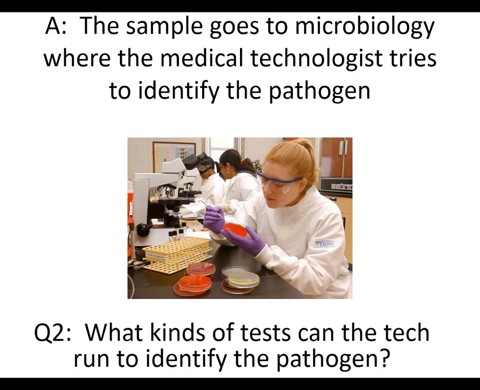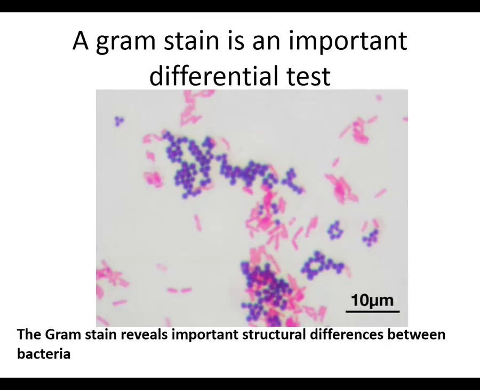And what kind of tests can we do? We can do a Gram stain. Does that tell us a lot? Yeah, the Gram stain is a differential test. Do you guys understand what a differential test is? In order to understand that term, we have to understand the term differential, to differentiate. Do you guys know what it means to differentiate?